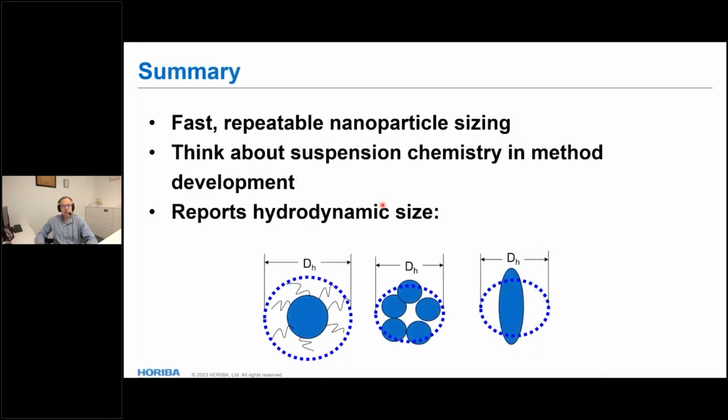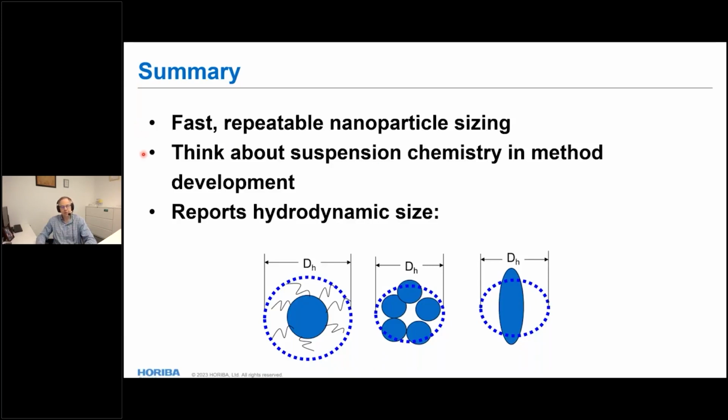And some closing comments about dynamic light scattering. I guess this is your take-home graph, if you will. It's fast, repeatable nanoparticle sizing. You don't want to use it over a micron, that's a nanoparticle. It's not going to take you very long, that's the fast. You'll get the same answer twice if you have a stable sample, that's repeatable.